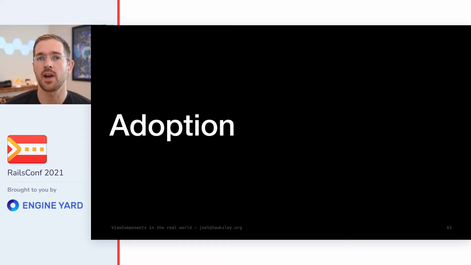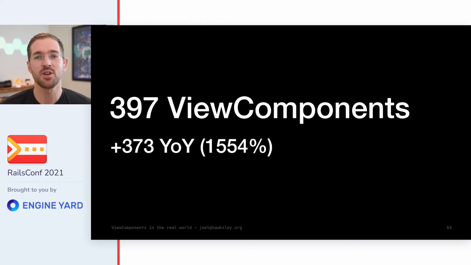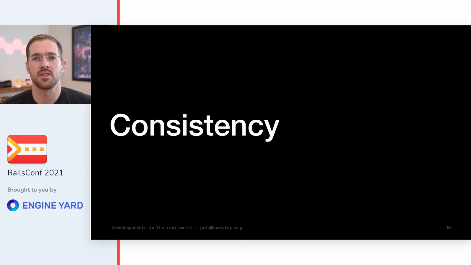So since then, we've rapidly adopted the pattern into github.com. To go back to our stats from earlier, the GitHub application grew by about 25% last year, except for our view components, which grew by over 15 times. And we've learned a lot in the process. One of the goals of the design systems team is to help our developers build consistent UI, and view components have been a key part of accomplishing this goal.